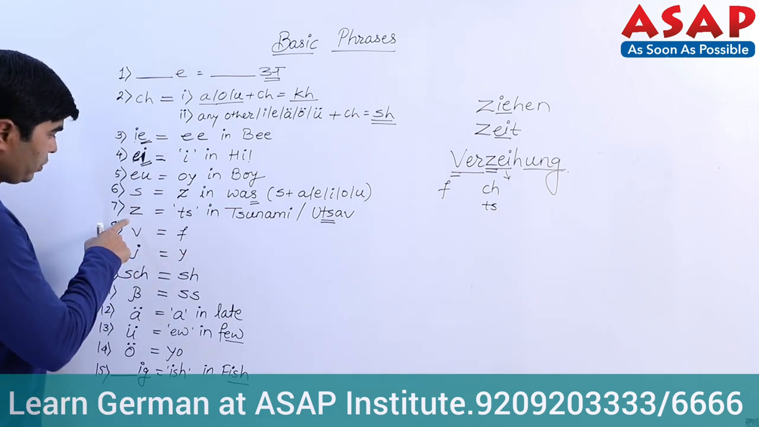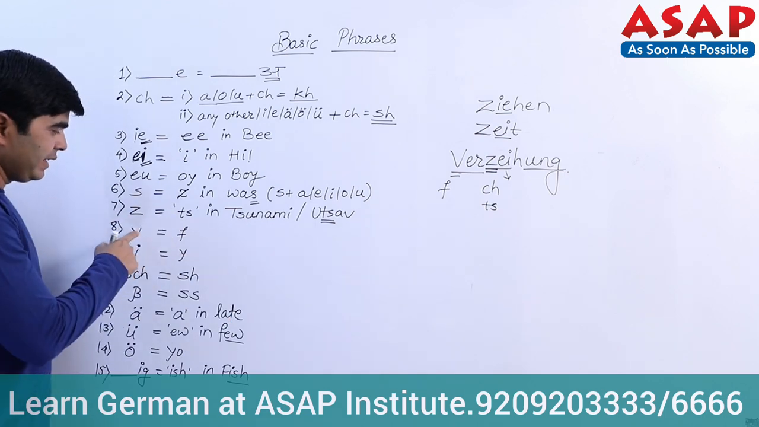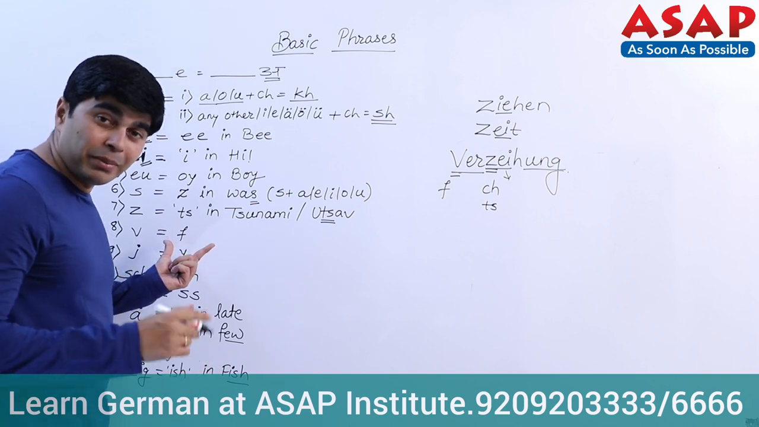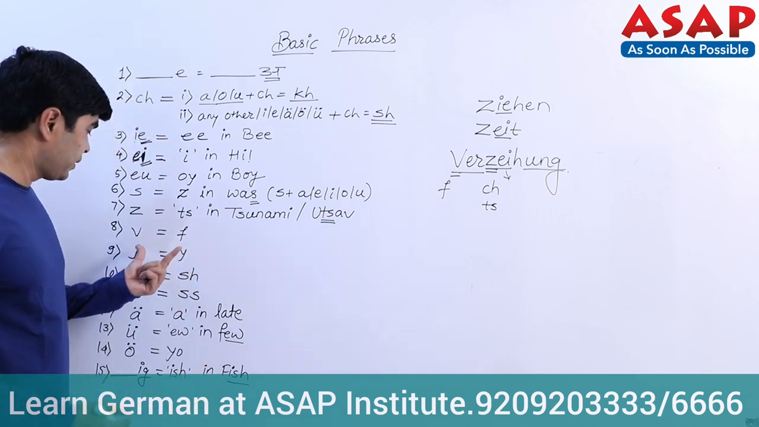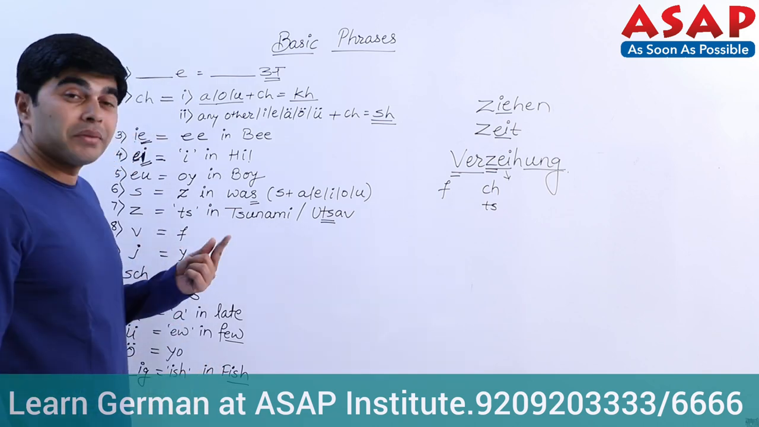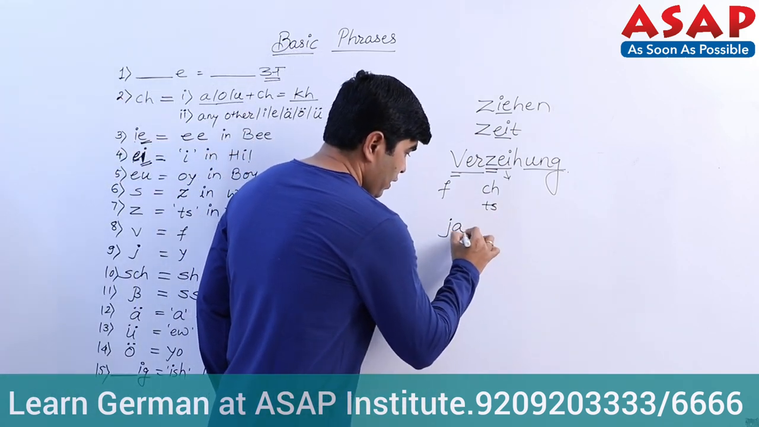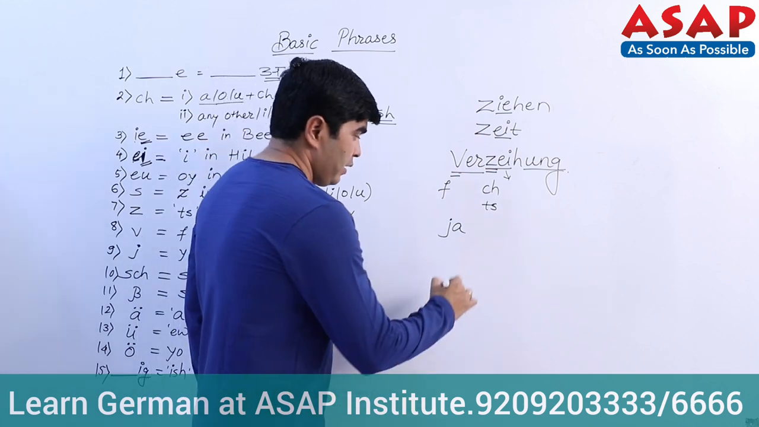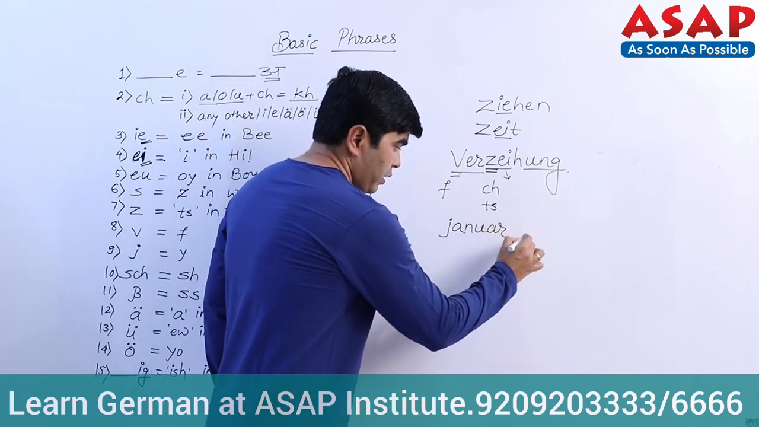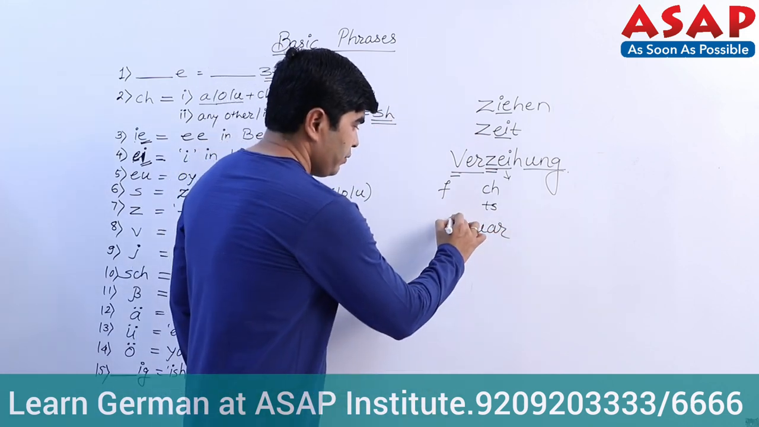Okay, good. So you understood Z is pronounced as ts, V is pronounced as F. This is quite easy to remember because of Volkswagen. V is pronounced as F, and J is pronounced as Y, so it is simply ja, yes, or Januar.